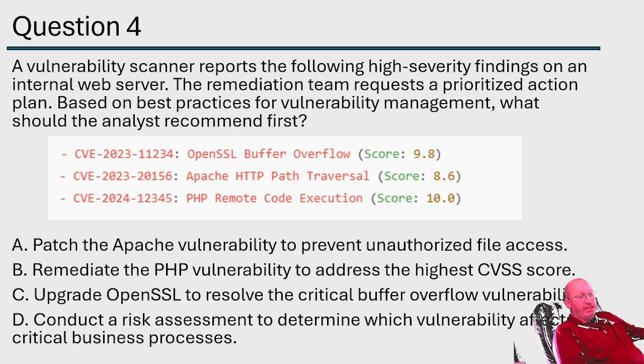And then D, conduct a risk assessment to determine which vulnerability affects critical business processes. I like this one as well. We kind of have to give you two answers, so I'm going to let you pick between B and D. We're not going to give you much time, though. It's only 5 seconds. Hurry up and answer it. Let's get over to this one. I feel like this one's too easy.